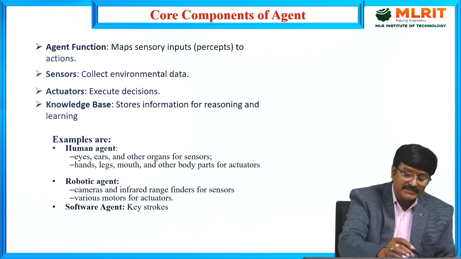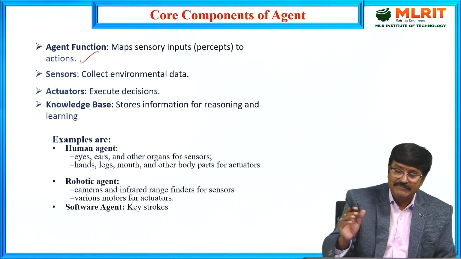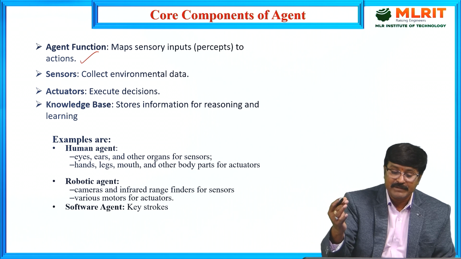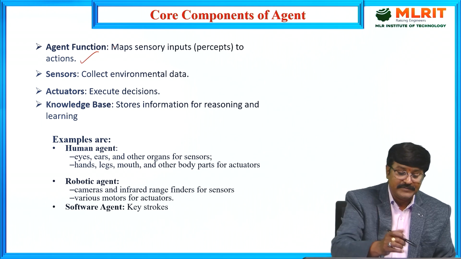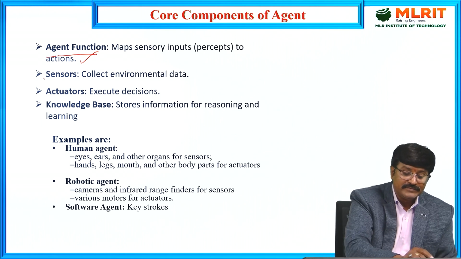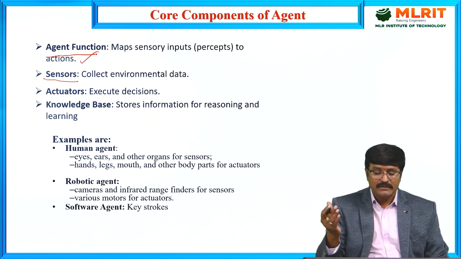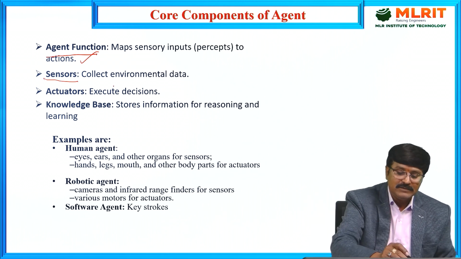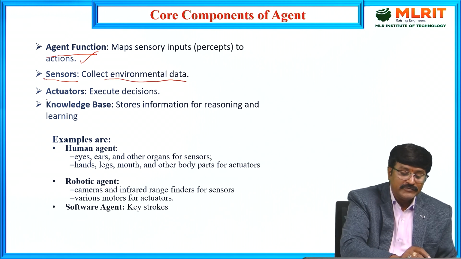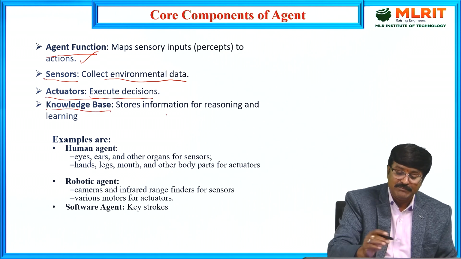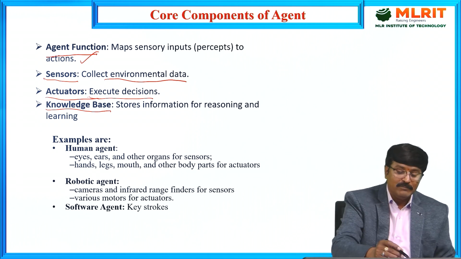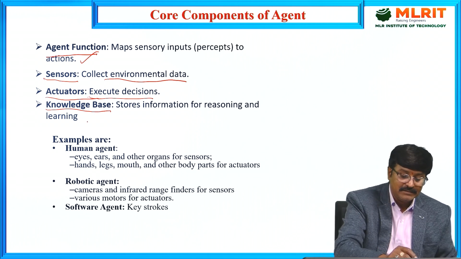What are the major core components of an agent? The main thing is the agent function, which is important. It maps the sensing information, the input taken from the environment, to the actions it gives. It maps inputs to actions. Then the sensors continuously collect information, the perceptions, from the environment. Actuators carry out the movement: they execute the decisions and take actions, with effectors affecting the environment. And the knowledge base is important; it stores information for reasoning and learning, for taking better decisions and the right action on the environment.